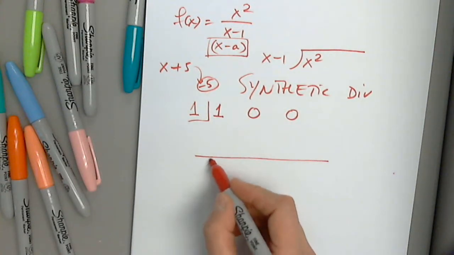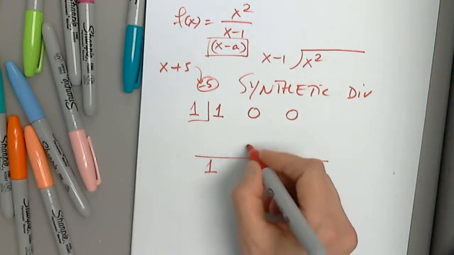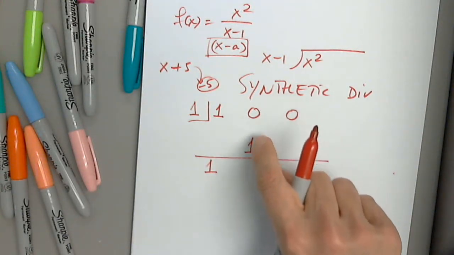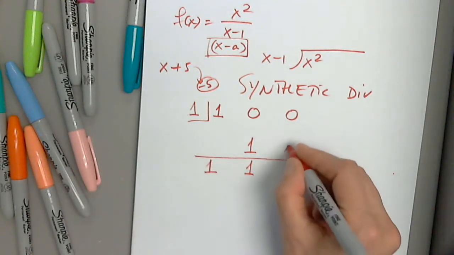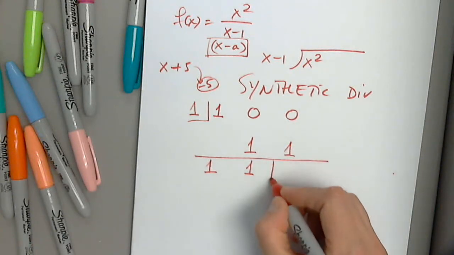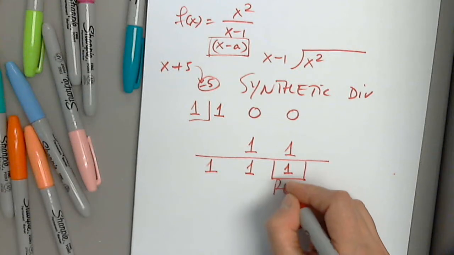We always bring down the leading coefficient. We just copy it. 1 times 1, we write above the line. We add 0 to 1, we get 1. We continue. 1 times 1, and we write above the line. 0 plus 1, we box it in: 1. This is the remainder of the division.